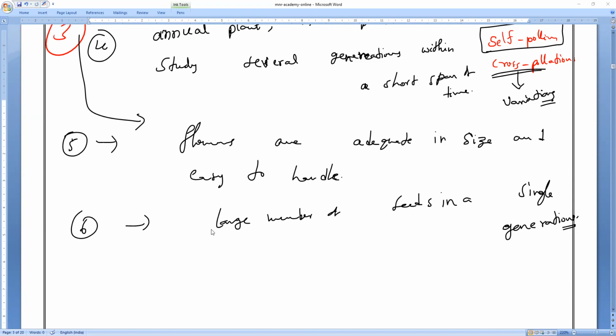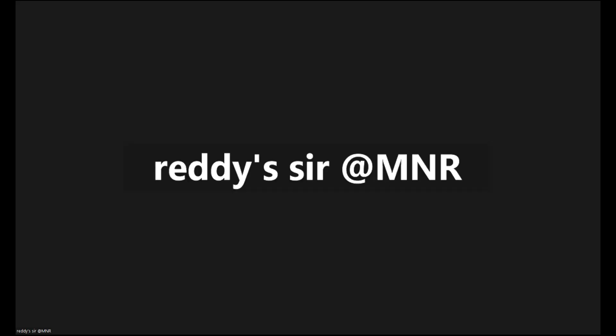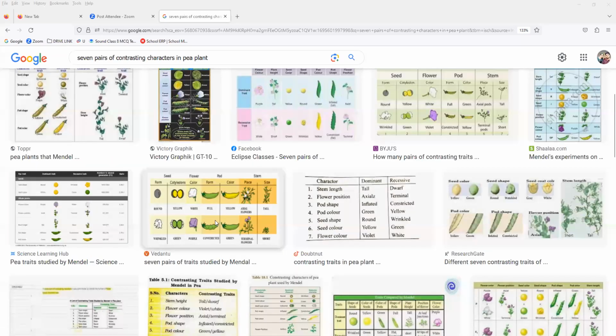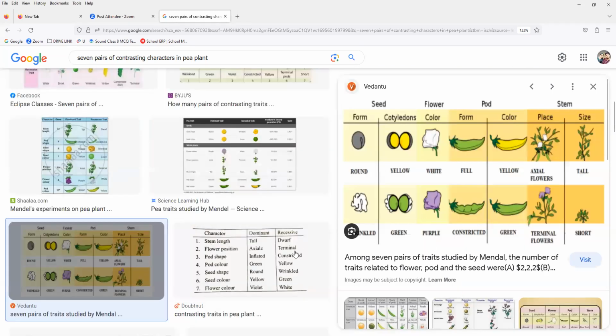Like that, Mr. Mendel took 7 pairs of contrasting characteristics in which plant? In a pea plant, which was studied by Mr. Mendel. That is the most important one. Why did he choose the pea plant? So what are those 7 characteristics? All of you notice and take it. The size of the pea plant is the first one he chose. Of course, I will mention the colors also. First, the size; you can note 7 things.